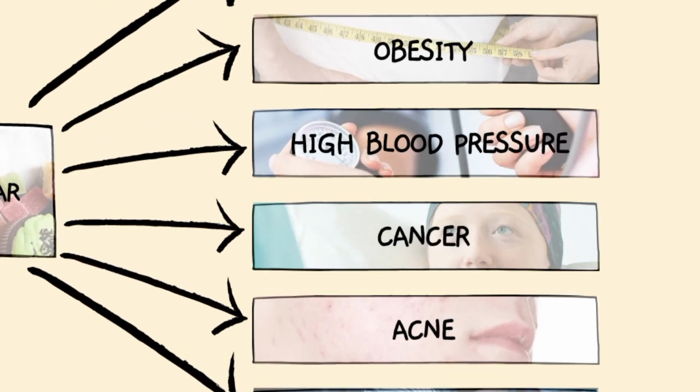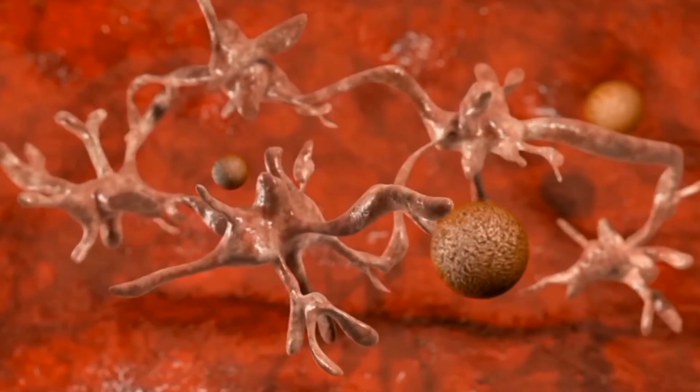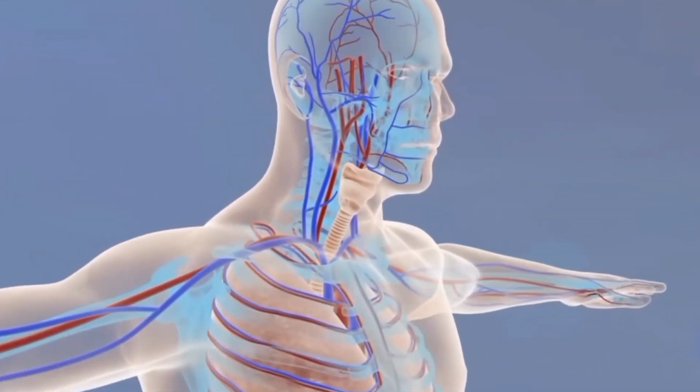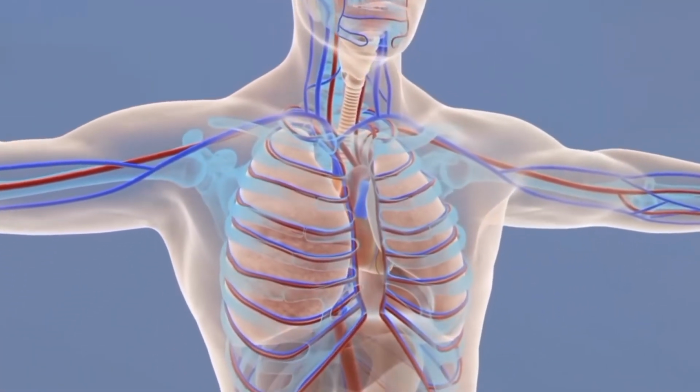Number 4. Cancer. Studies have shown that a high sugar environment is conducive to the proliferation of cell multiplication. Sugar increases inflammation in the body and is responsible for the increased incidence of cancer in the world.